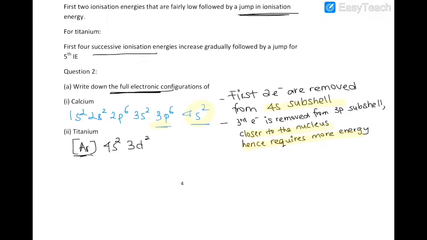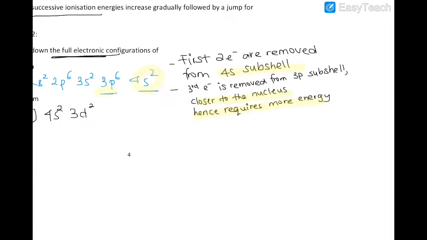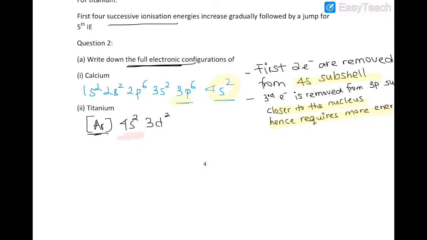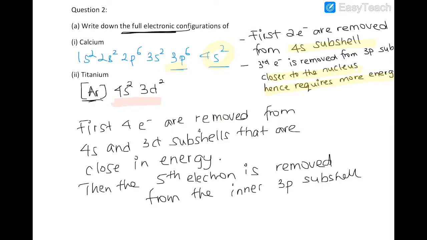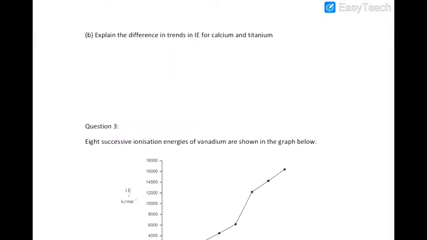If you look at titanium, there are 4 lower energies, and then you have that jump. This is because the first 4 electrons are removed from the 4s and the 3d, and the 4s and the 3d are very close in energies, so this is why there is not a huge gap between them. So the first 4 electrons are removed from the 4s and the 3d that are close in energy, then the others are going to be removed from the inner 3p subshell. So this part has already been answered.